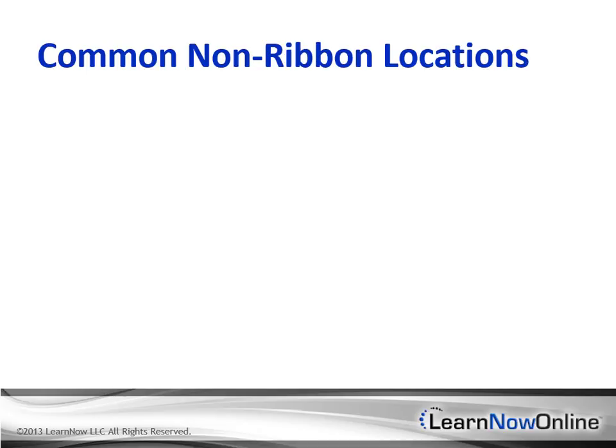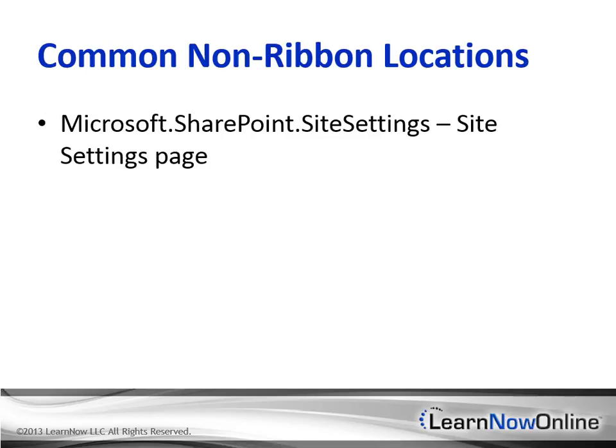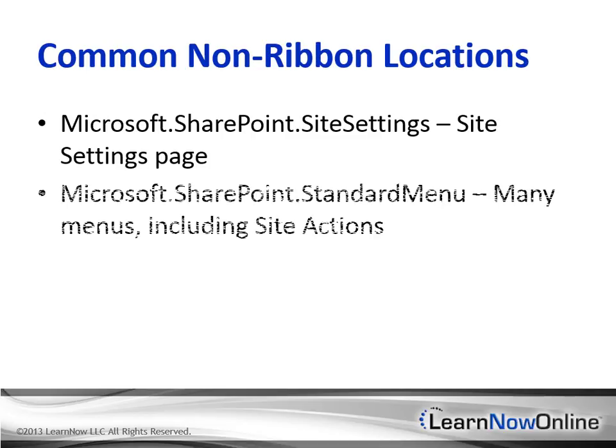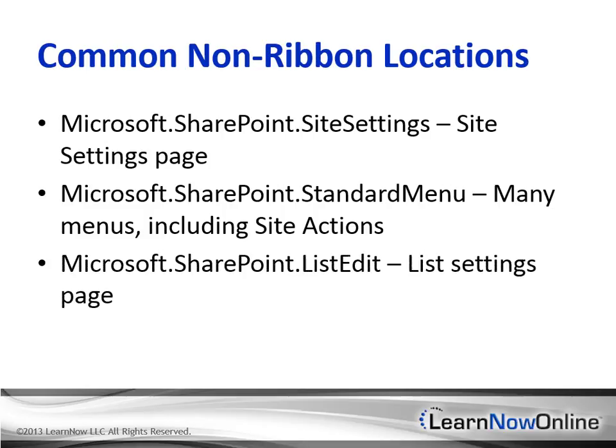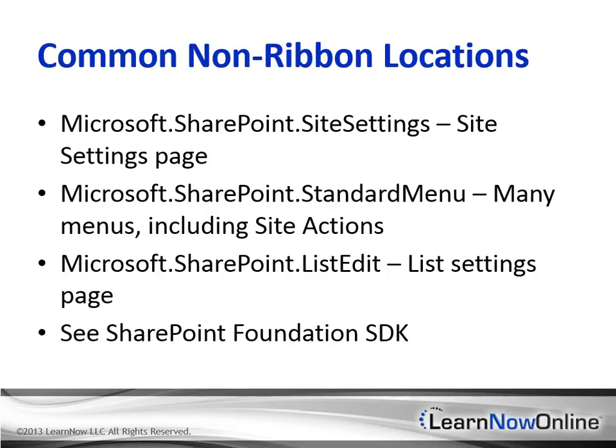So the common non-ribbon locations: site settings, so that's the site settings page. And then the standard menu, which includes many menus, including site actions, the list item menu, and there's more. And then list edit. So this is the list settings, not list item edit, but list edit. So the list settings page, where you would actually go change the settings on your list. You can add custom actions there. There's more. You can look in the SDK. These are the main ones that you're going to encounter.